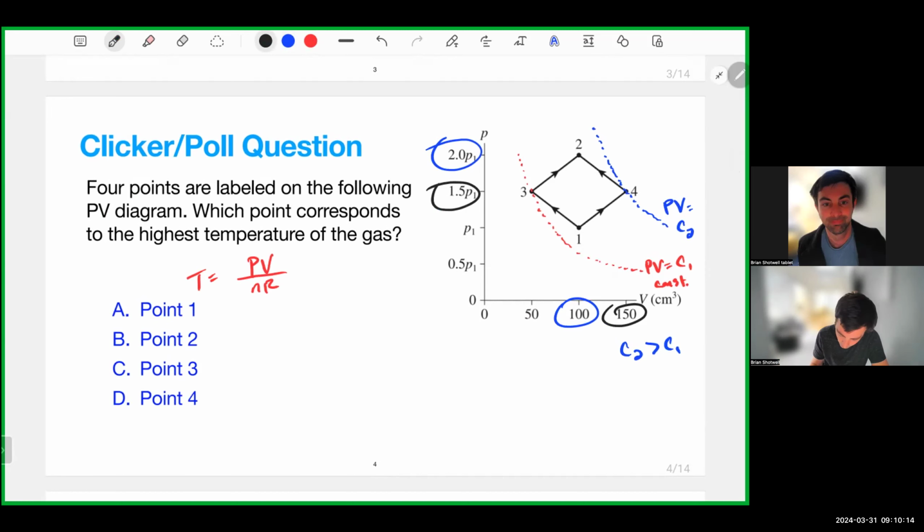So it looks like point 4 has the biggest temperature, just because it has the highest value of P times V. Right? And we're assuming, if we're plotting this, that the number of moles is not changing. We're not changing the system here. And then, of course, the gas constant doesn't change as well.